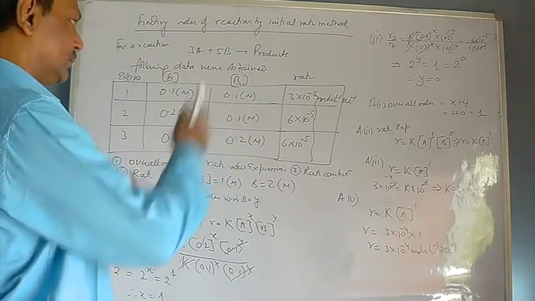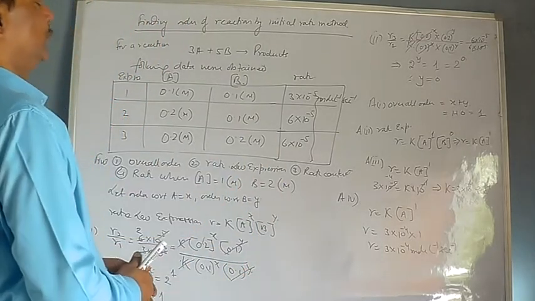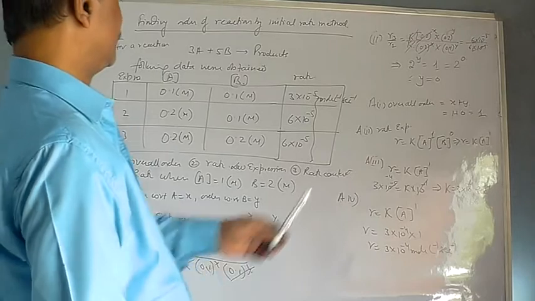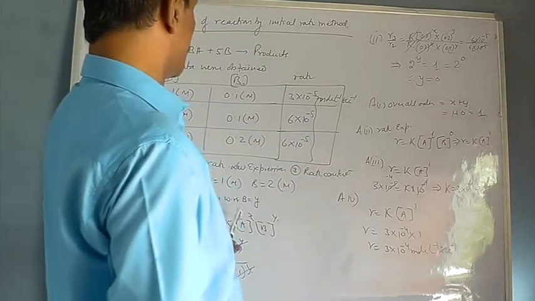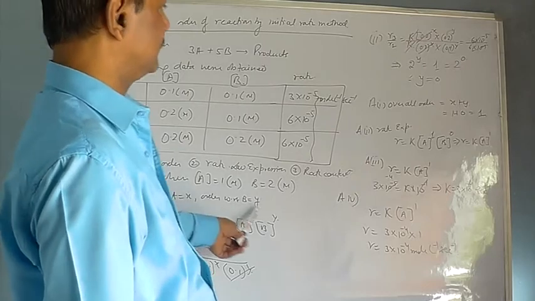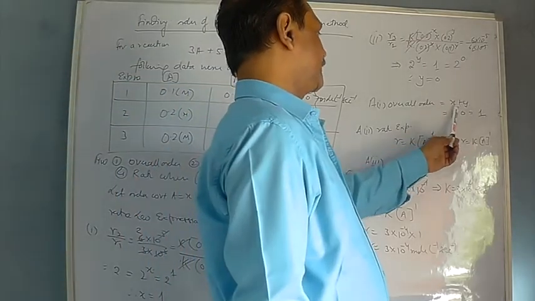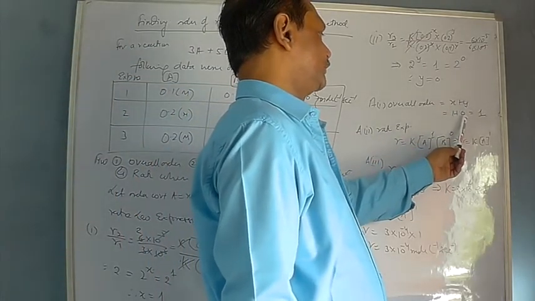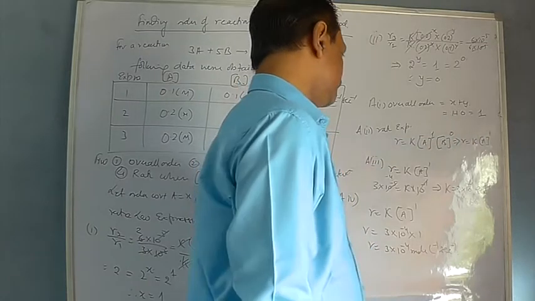So this was the main calculation. Now we are going to report our answers. Answer number 1, overall order. Overall order is given by sum of power of concentration terms. So x plus y, x we have calculated 1, y we have calculated 0. So the value is 1.